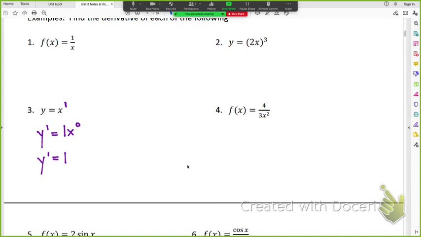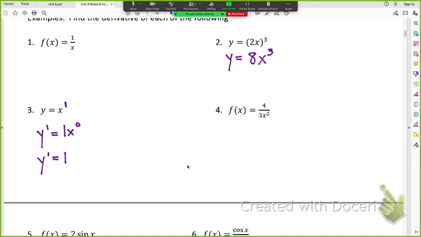Cube 2x. So what is that the same as? In just a minute. But what's 2 cubed? 8. What's x cubed? X cubed. Now I can use the power rule. Okay? So notice, again, notation is important with derivatives.